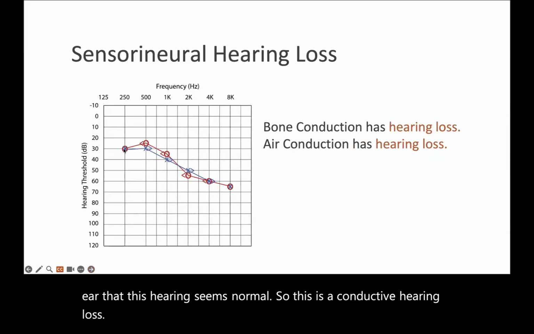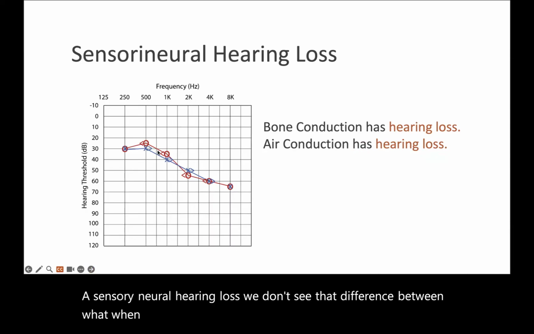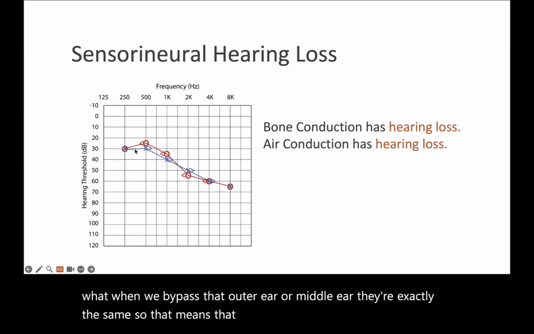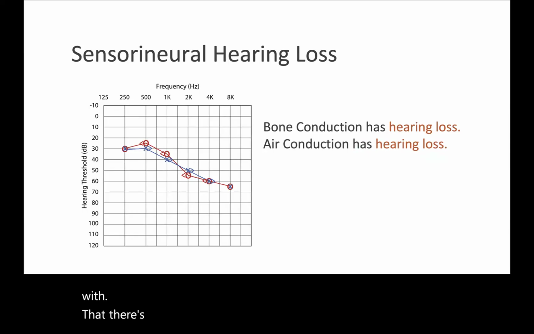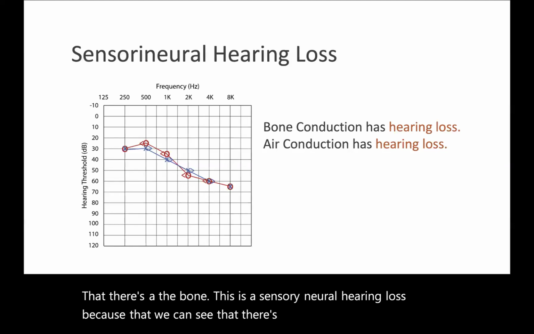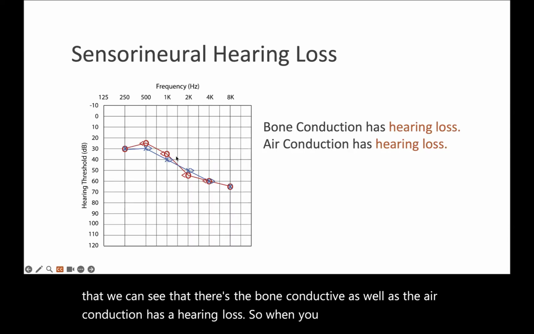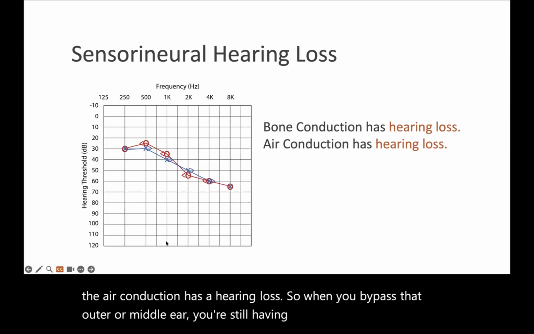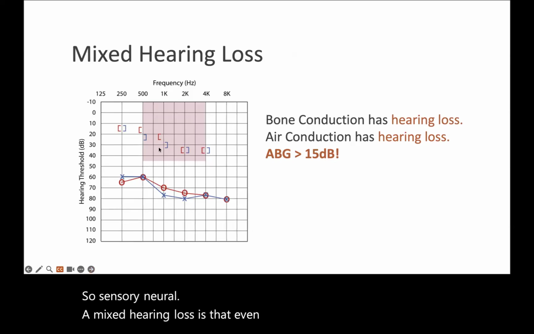A sensory neural hearing loss, we don't see that difference between when we bypass that outer ear or middle ear, they're exactly the same. So this is a sensory neural hearing loss because we can see that the bone conduction as well as the air conduction has a hearing loss. So when you bypass that outer or middle ear, you're still having a hearing loss. So sensory neural.